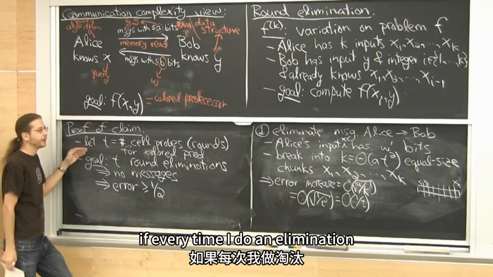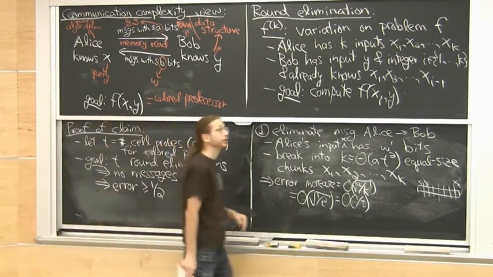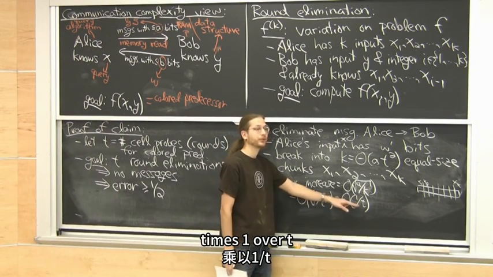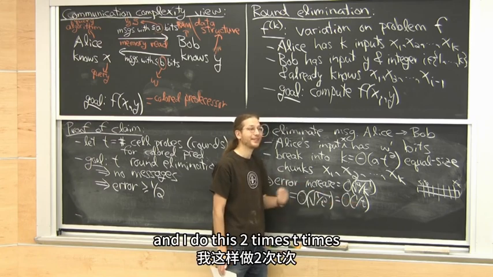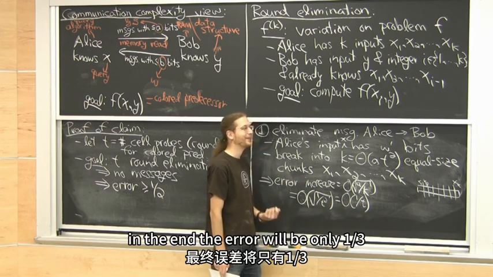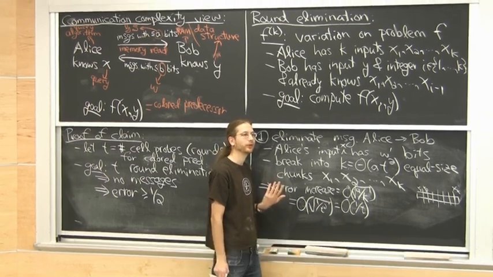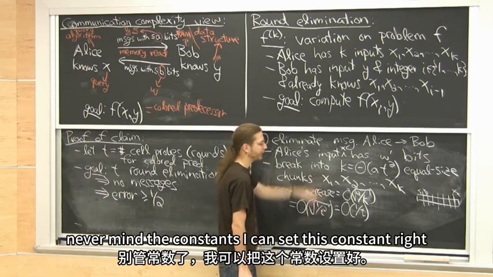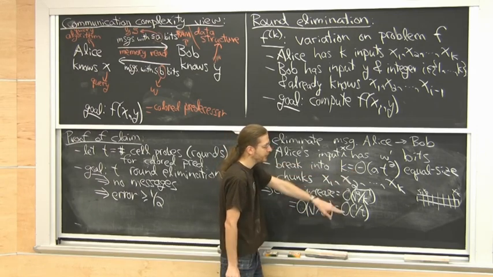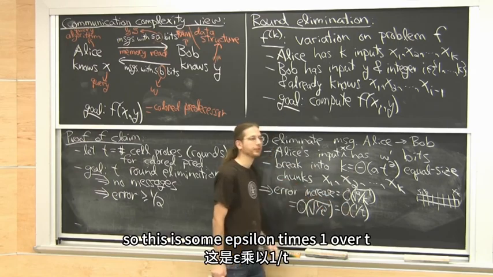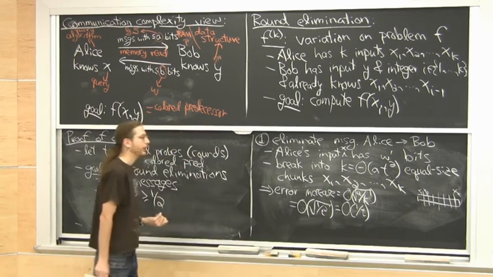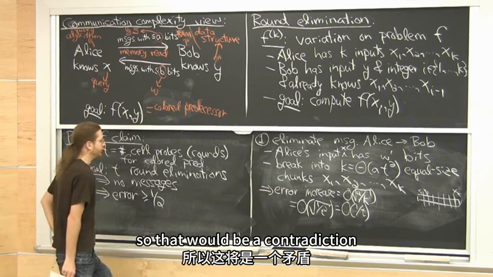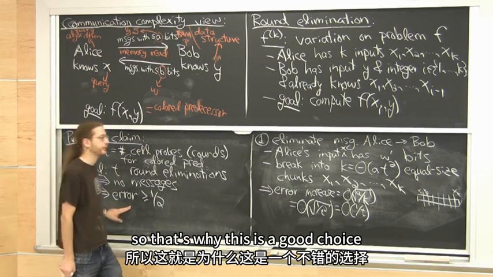If every time I do an elimination of a message, I set the error to be 1/6 times 1 over t, and I do this 2t times, in the end the error will be only 1/3. So I'll be correct with 2/3 probability. Never mind the constants, I can set this constant right. So this is some epsilon times 1 over t. After I do this 2t times, I end up with an error that's only epsilon, or 2 epsilon, whatever. So that would be a contradiction.